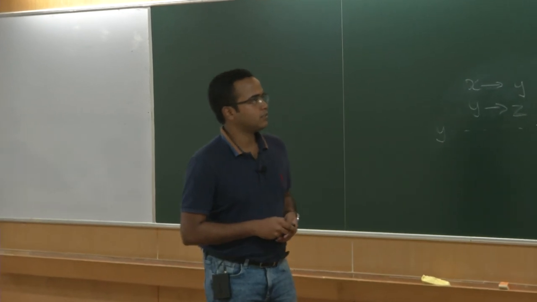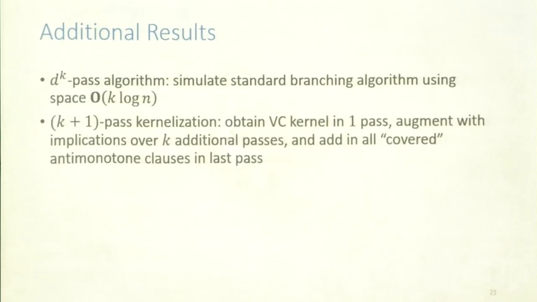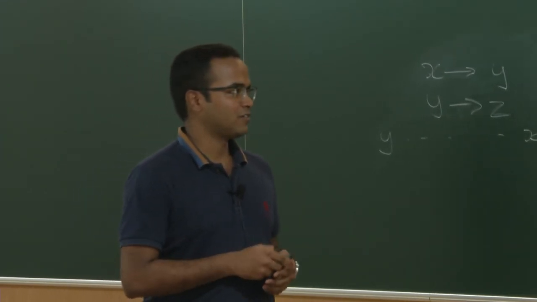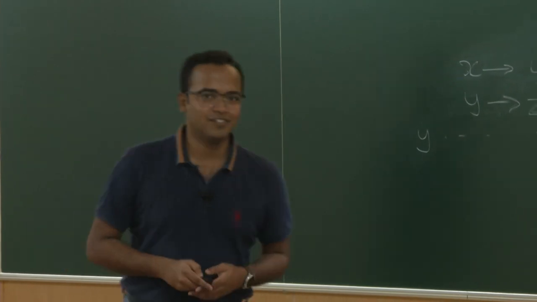And the other results in this paper were a d to the k pass algorithm for the problem. This follows from just simulating the standard algorithm in the streaming model. One of the nice things about this algorithm is it uses a really bad number of passes, but it uses very little space. And we were also, this is a typo, this should be k plus 2, we were able to obtain a k plus 2 pass kernelization for the problem. That followed from using the vertex cover kernelization and basically doing what the k plus 1 pass algorithm did, but storing the results in the kernel. It's pretty straightforward. So thank you for listening. That was all I wanted to talk about.